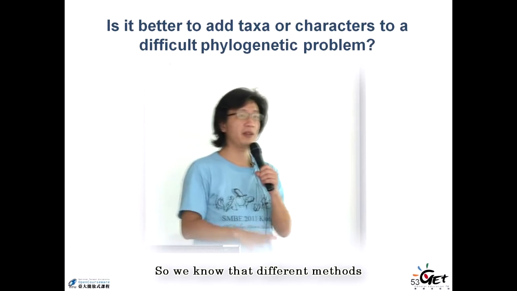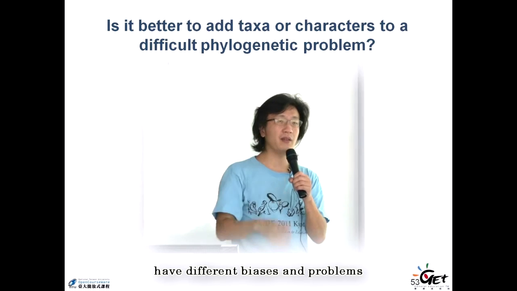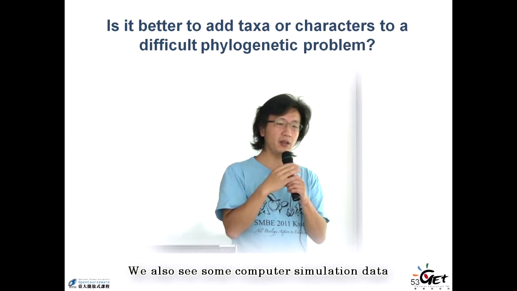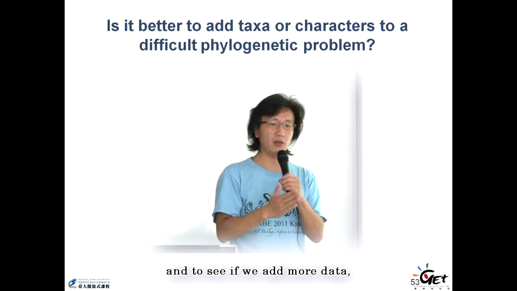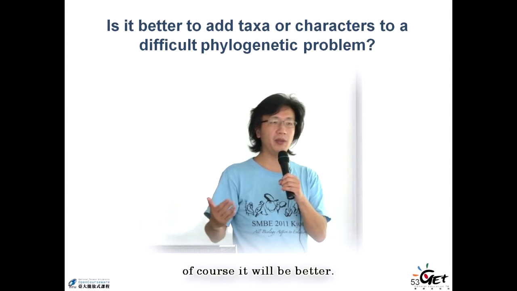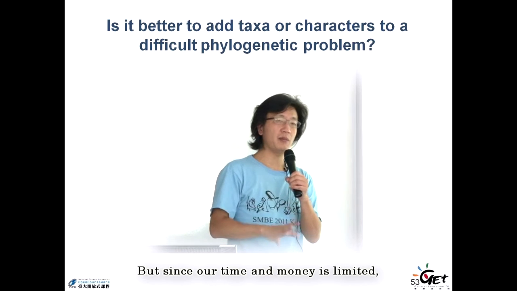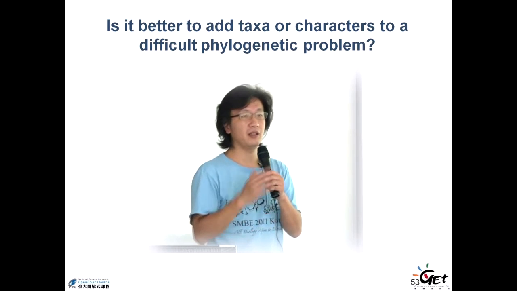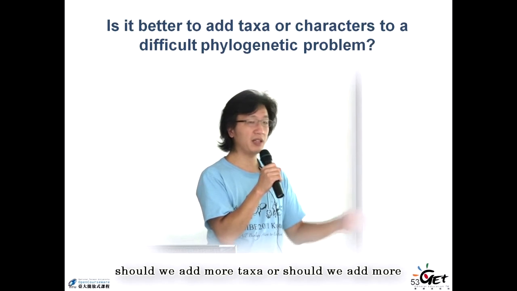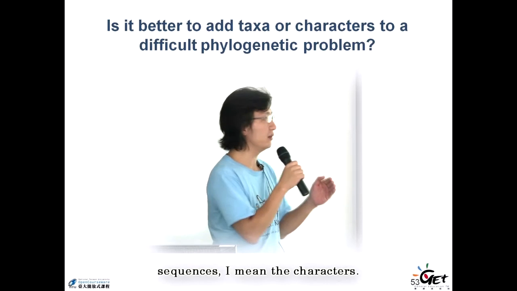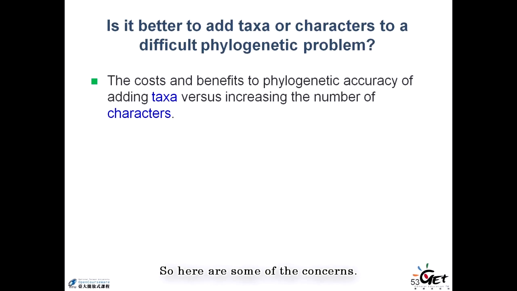We know that different methods using different criteria have different biases and different problems. We also see some computer simulation data, to see if we add more data, of course it will be better. But since our time and money are limited, sometimes we have to decide: should we add more taxa or should we add more sequences, I mean characters? So here are some of the concerns.